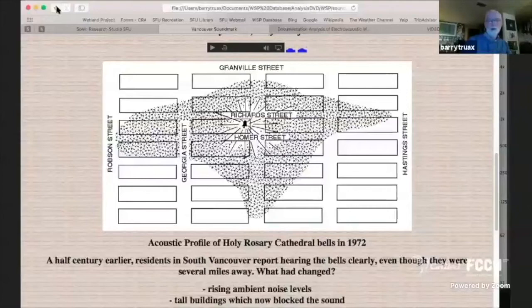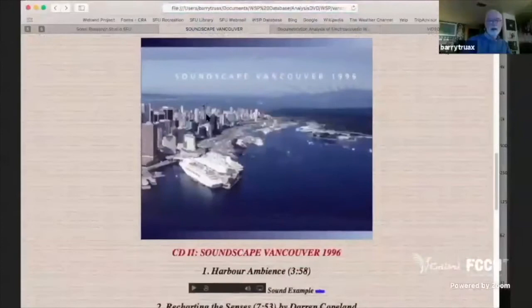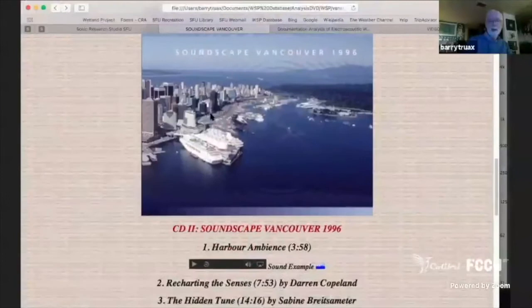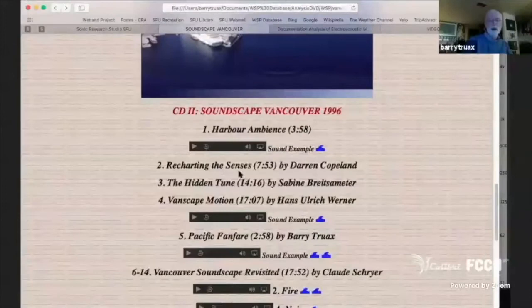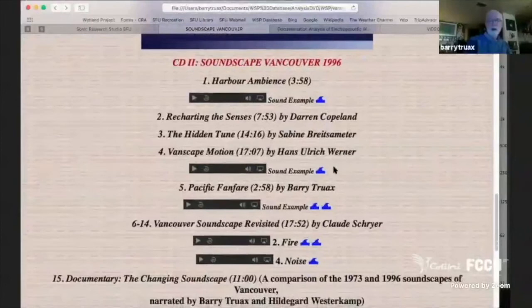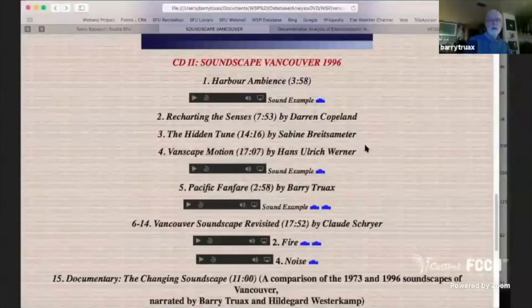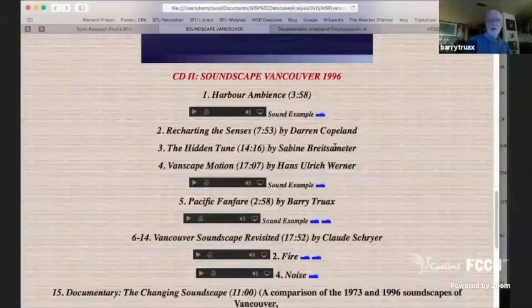This was followed up in 1996. There is a historical, longitudinal aspect of this, where now various composers were asked to come. We now had soundscape composers, from Canada and Germany. The German ones, Sabine Breitsameter and Hans Ulrich Werner, were associated with the radio. That was typical of that time, that it was not regarded as part of, say, avant-garde or contemporary music. It came from the radiophonic background, which is not accidental.